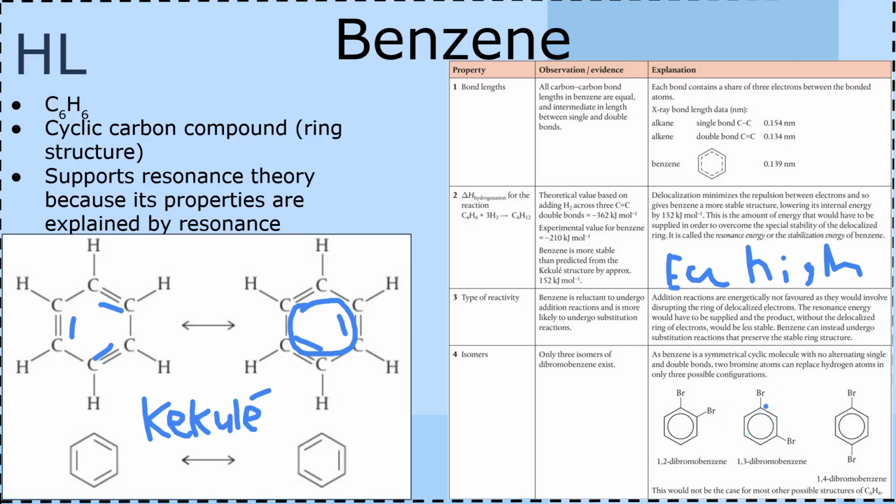Now, often in structures, if this is the Kekulé structure of benzene, this is probably more so the preferred structure of benzene that you'll see drawn, where it's a hexagon with a closed circle in the middle, or you might see it with these dotted lines.